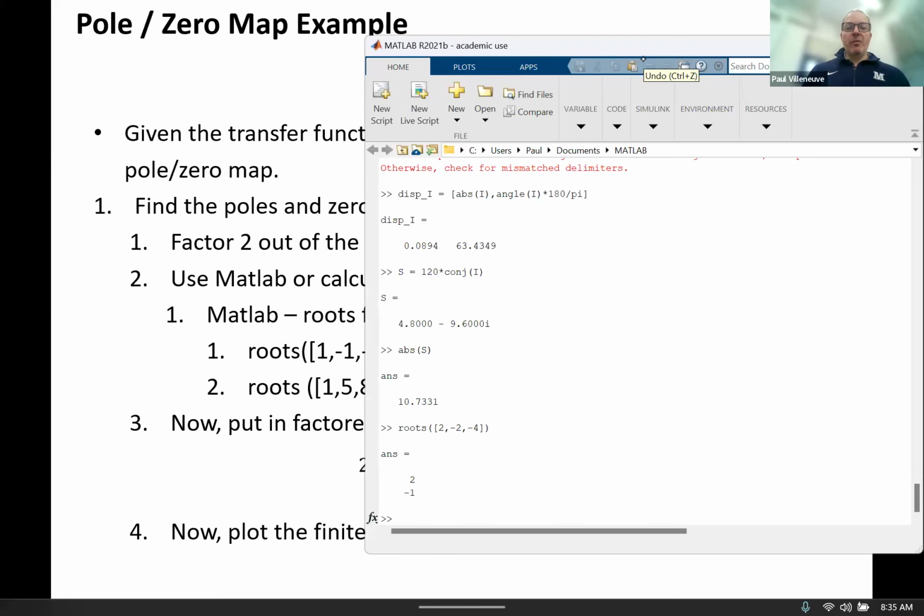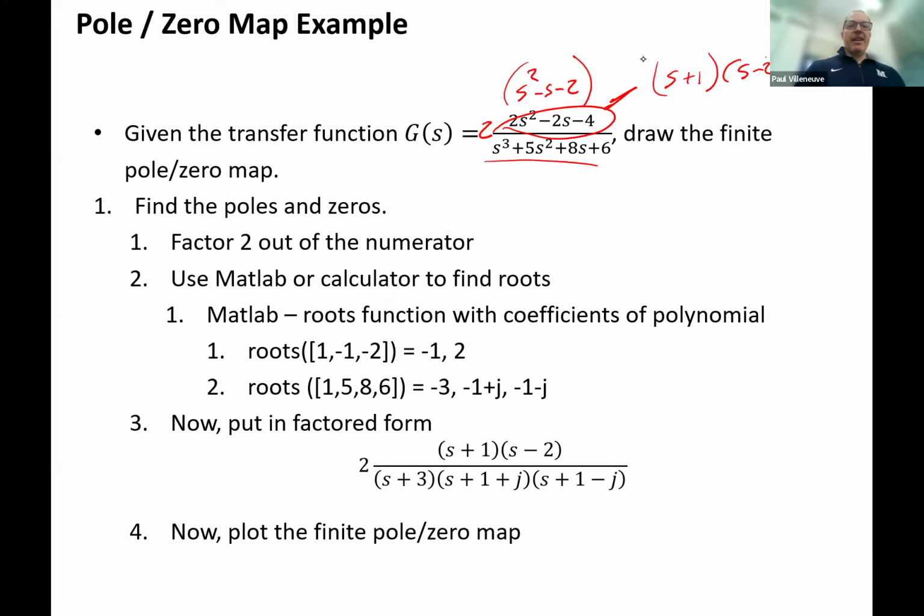One last thing about using the roots, make sure your coefficients are in order from highest to lowest, and don't skip. What I mean by that is if I have S cubed plus 2S squared plus 5, you'll notice that I don't have an S to the 1 term, right? In MATLAB, the way that I would enter that is 1, 2, and where I don't have a coefficient, it's 0, isn't it? This is the same thing as saying this.